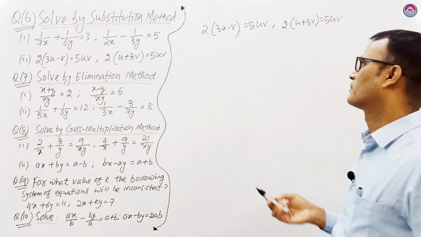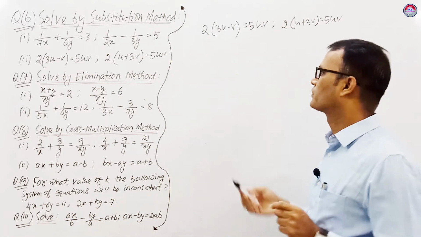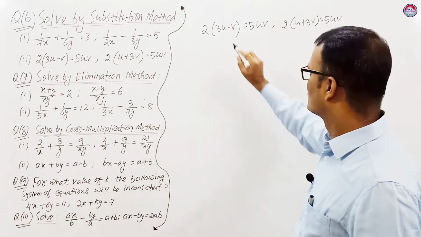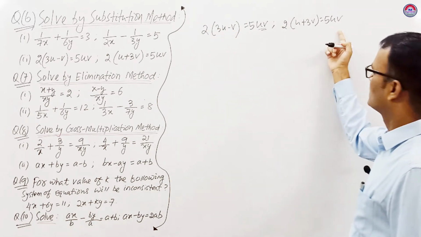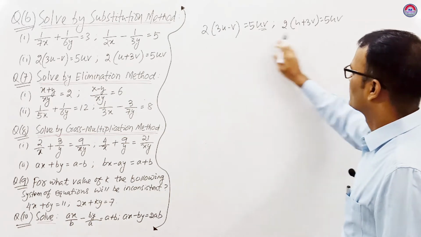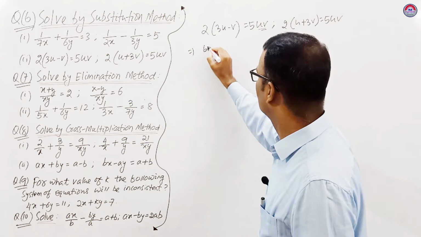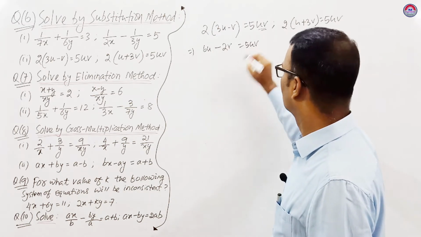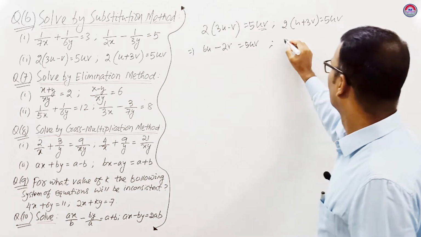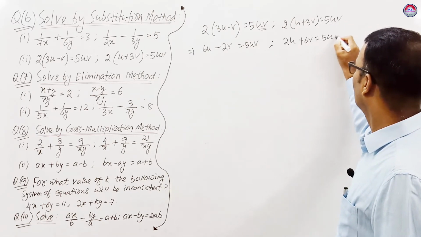You see here, this is not in the form of ax plus by plus c equal to 0. We have to change this one. So you see it is uv, here u, here v. Similarly, same equation, same type. So first we multiply this one. It is 6u minus 2v equal to 5uv. Okay, here 2u plus 6v equal to 5uv.